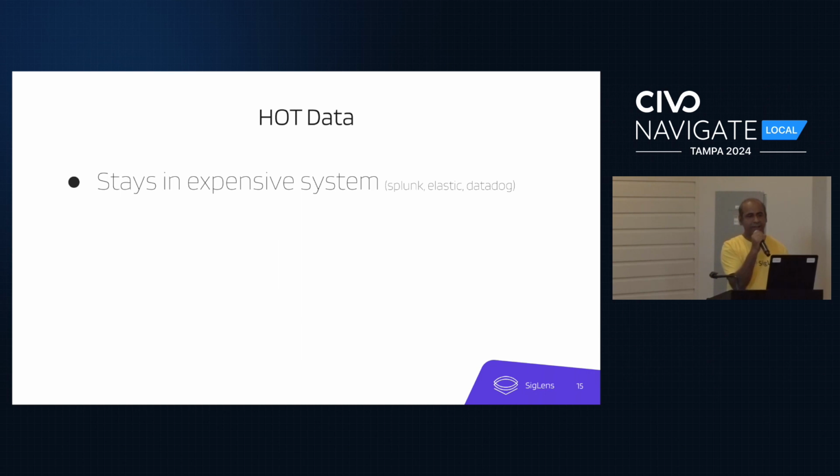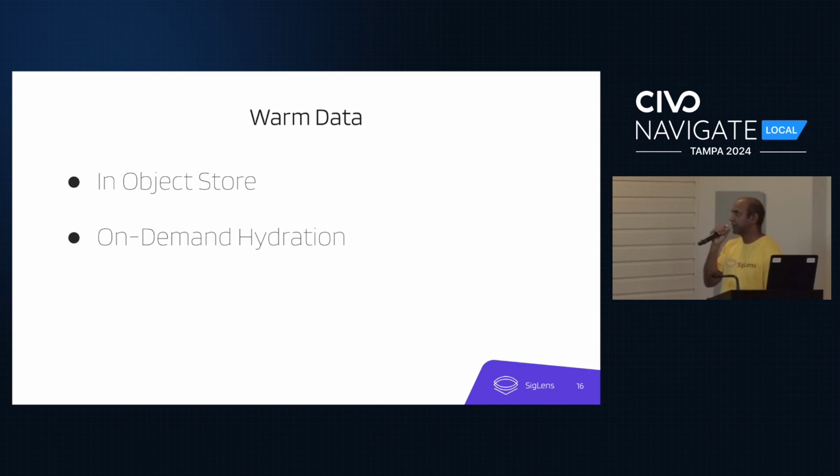So for hot data, what do you do? You take this past 4 hours of data and store it in these expensive systems like Splunk, Elastic, Datadog. So less data gets stored, and you reduce the cost over there, or your infrastructure over there. Warm data you store in object store systems like GCS, S3, or whatever blob store that you have.